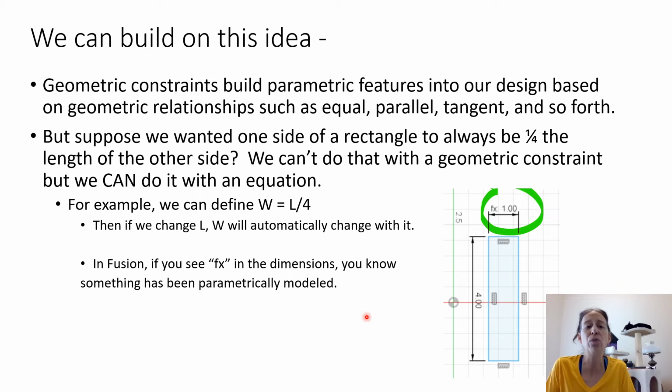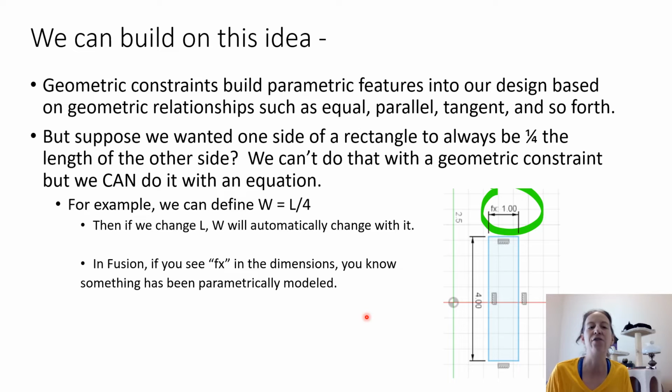Now, suppose we wanted one side of a rectangle to always be 1/4 the length of the other side. We can't do that with a geometric constraint. There's no geometric constraint that says make this side 1/4 the length of the other side. I can constrain them to be congruent because that's a geometric relationship, but not 1/4 of. So we can't do it with our geometry, but we can do it with our algebra.